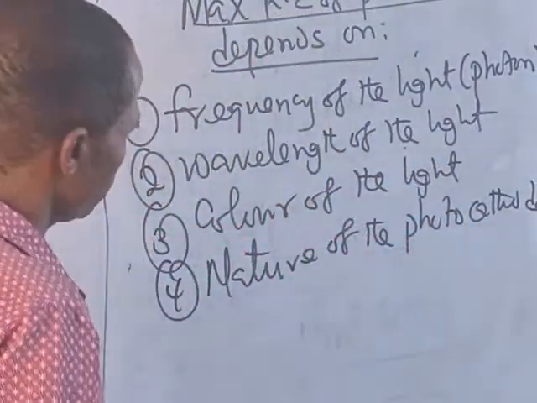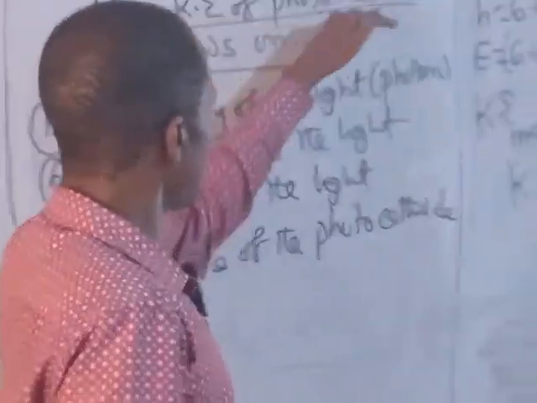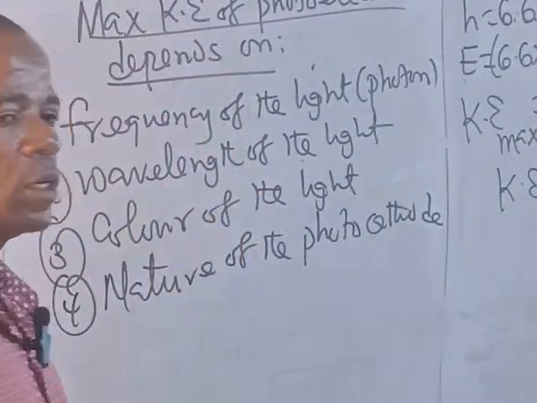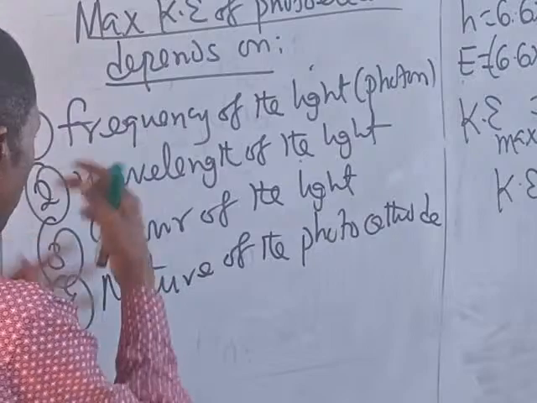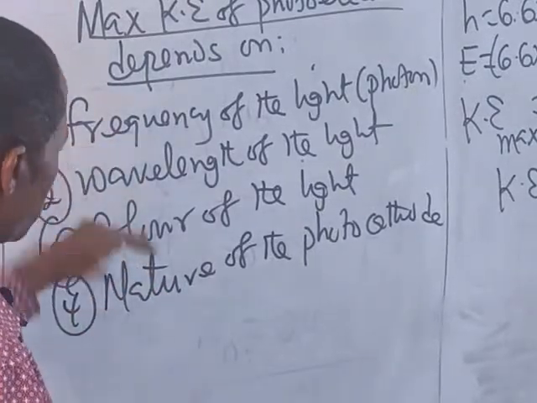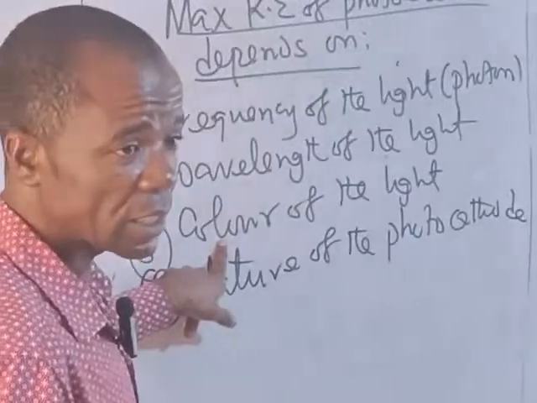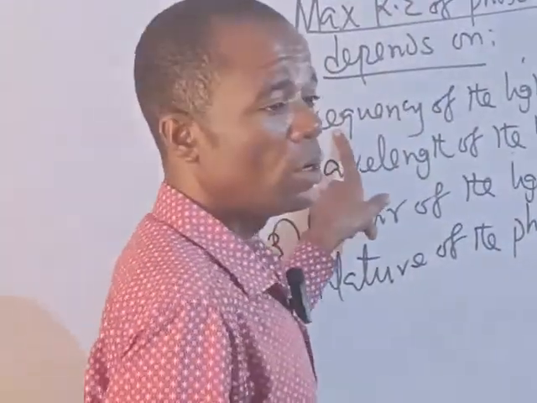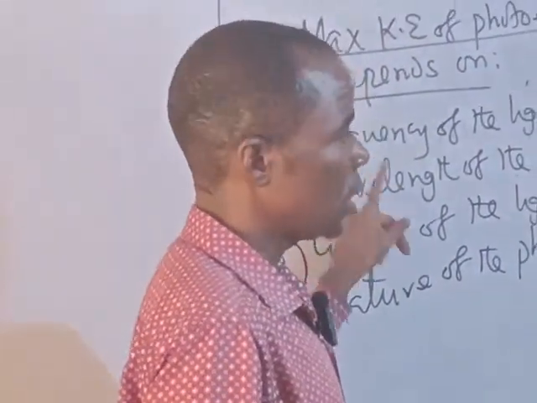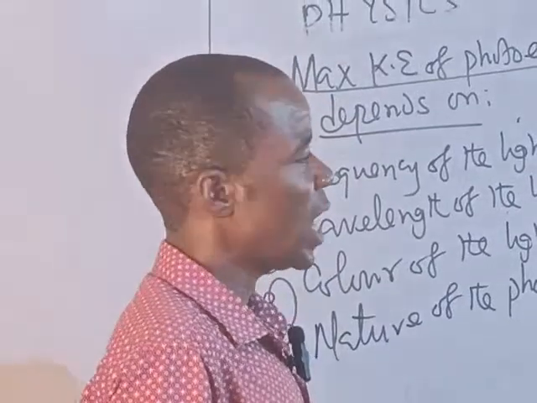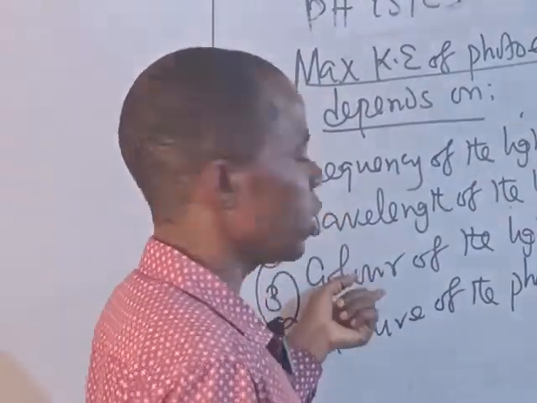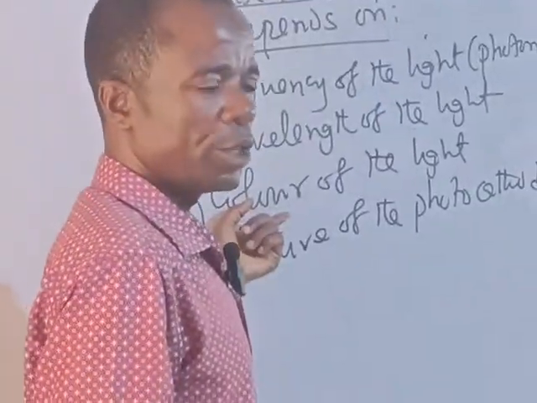Now, let me explain this. The maximum kinetic energy of photoelectron depends on these 4 things. And the 4 of them, as a matter of fact, the very first 3 are actually interconnected because the color of the light, the frequency of a light actually depends on what color the light is.